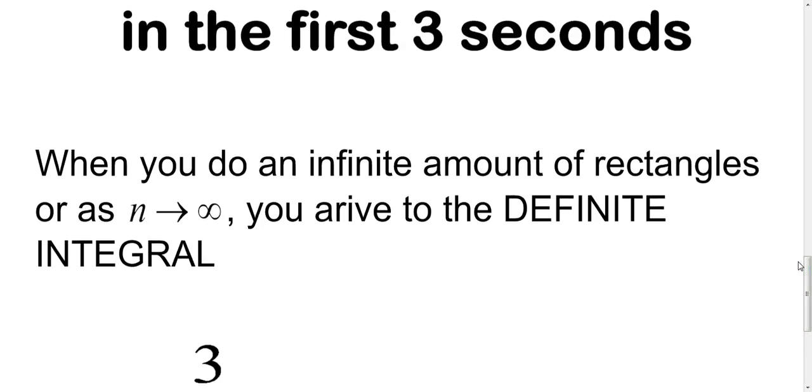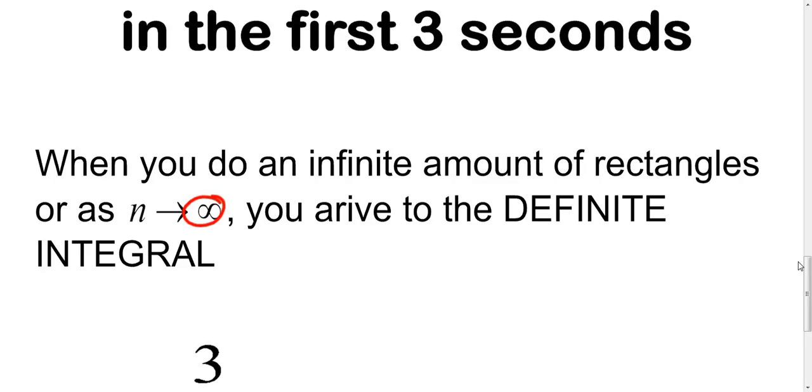When you do an infinite amount of rectangles under there, the smaller and smaller your intervals are for your rectangles, the skinnier your rectangles are, the easier they can fit underneath the curve and the more accurate they're going to be. As you do more and more rectangles, as your rectangles approach infinity, you arrive at what is called the definite integral.